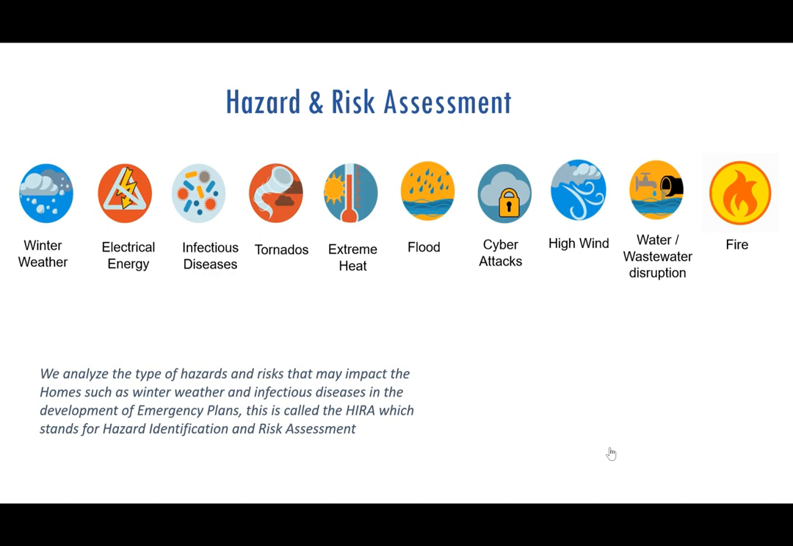We analyze the type of hazards and risks that may impact the homes, such as winter weather and infectious diseases, in the development of emergency plans. This is called the HIRA, which stands for Hazard Identification and Risk Assessment. On this slide, you will notice that there are different risks identified, such as tornadoes, flood, cyber attacks, and fire.